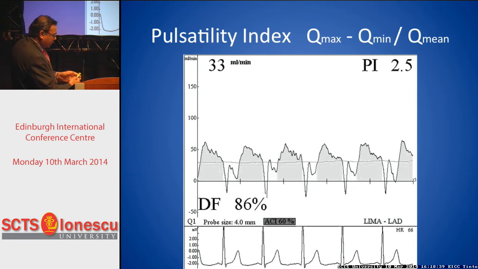Now, in this particular patient, is there another one like this? I can't. This doesn't seem to be working.